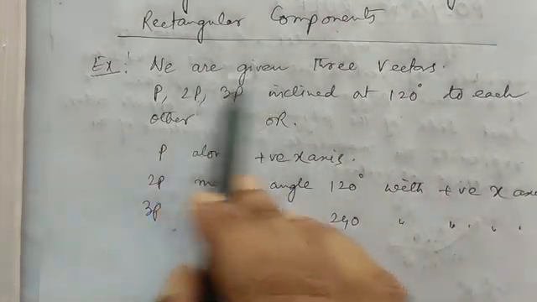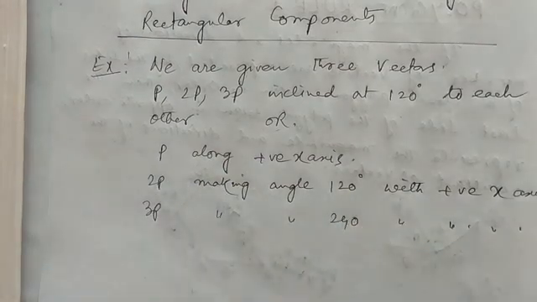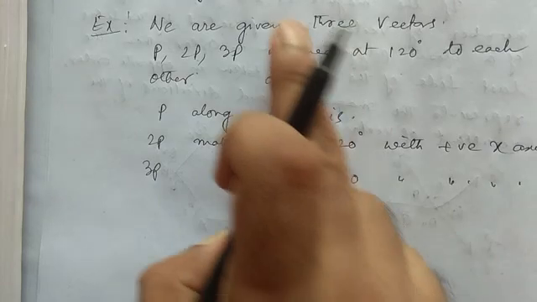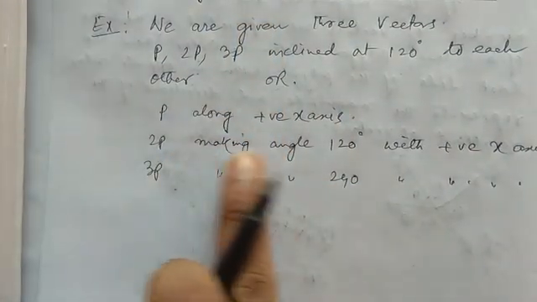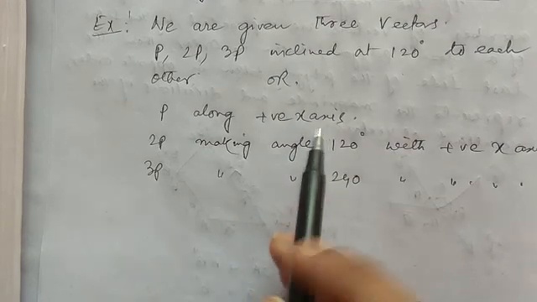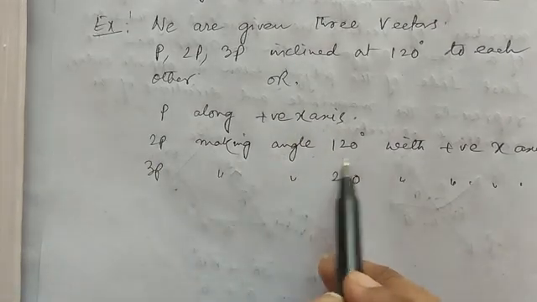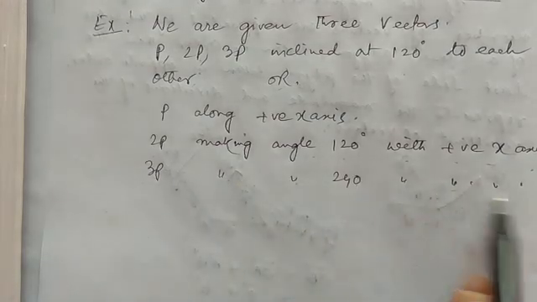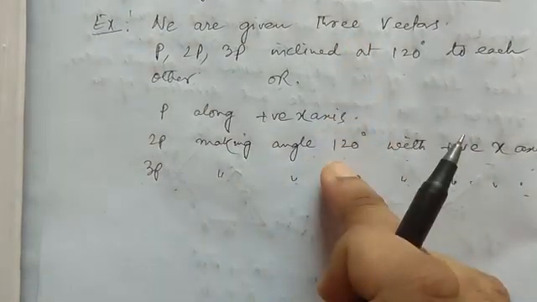Or this statement can be written in a different form. All the angles are given with respect to the positive x-axis. So this language can be written in this fashion also: P along the positive x-axis, 2P making an angle of 120 degrees with the positive x-axis, and 3P making an angle of 240 with the positive x-axis. Both the meanings are the same.